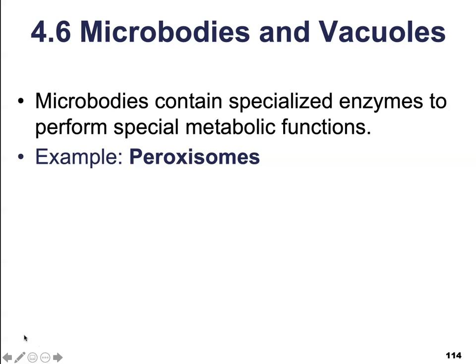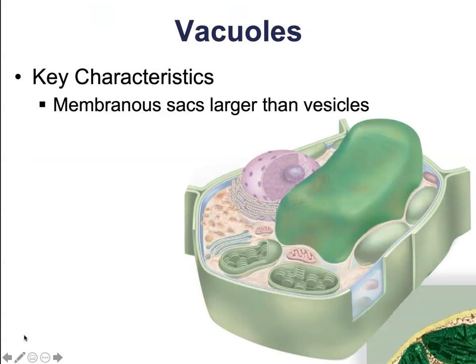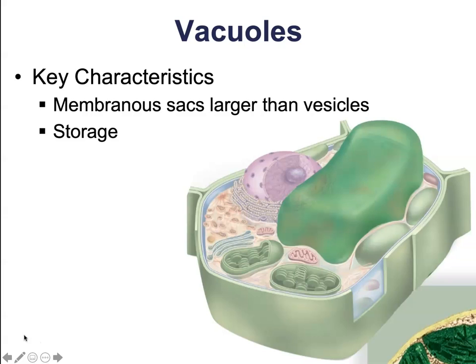Vacuoles are kind of interesting. Vacuoles have just a couple of interesting characteristics. They're membranous sacs. They're much larger than vesicles. And their primary role is storage. However, inside of a plant, they have one other purpose.